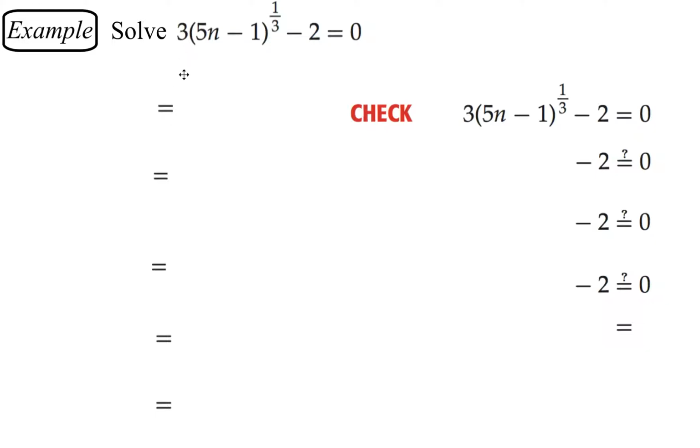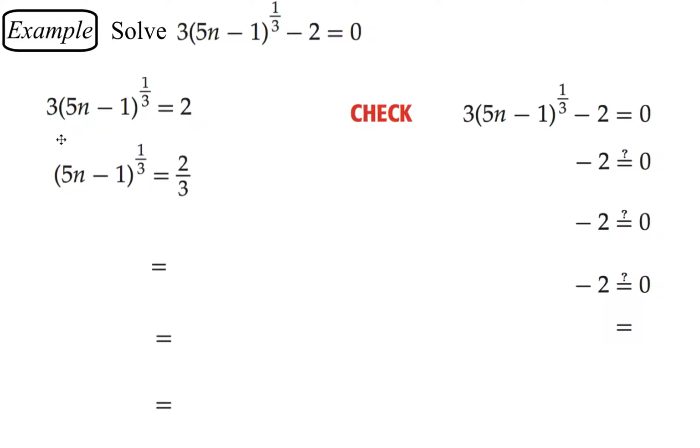Let's go ahead and try another example. This time they give us our radical in exponential form. So we have this to the 1/3 power. So again, we're going to try to isolate this thing first. So we could add 2 to both sides. So the 2 moves over to the right, and then we could divide by 3. And so now we have our radical isolated.